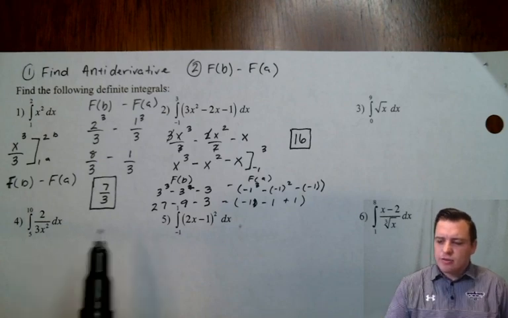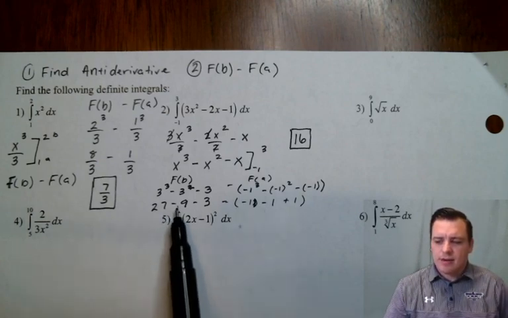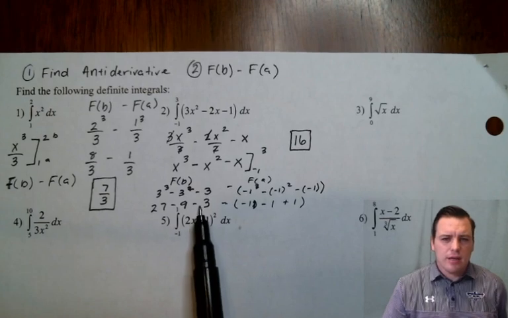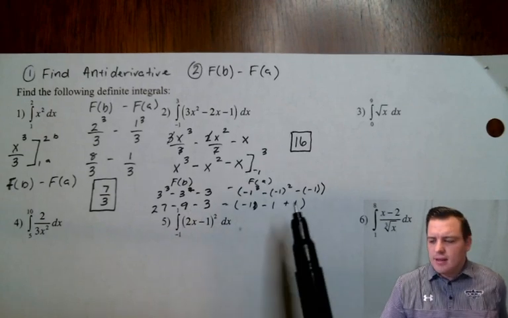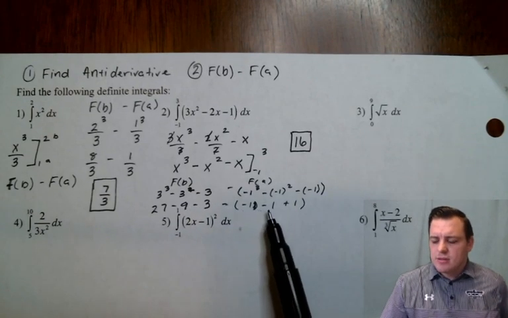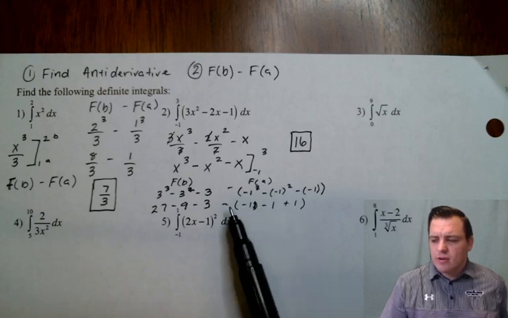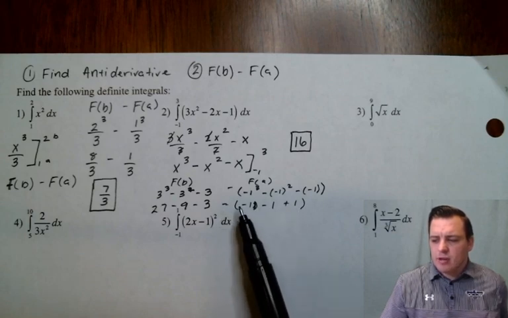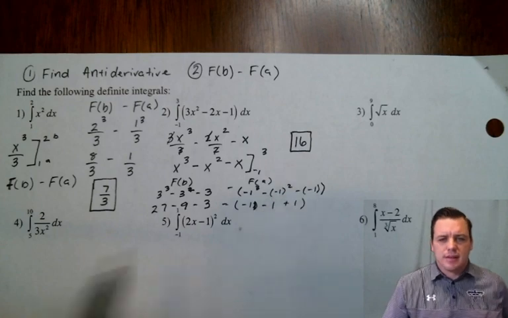Sorry, I didn't have too much room there to kind of explain that. But again, 27 minus 9 is 18. 18 minus 3 is 15. And then negative 1 minus 1 is negative 2, plus 1 is negative 1, and that minus negative 1 would be plus 1. So 15 plus 1 is 16.